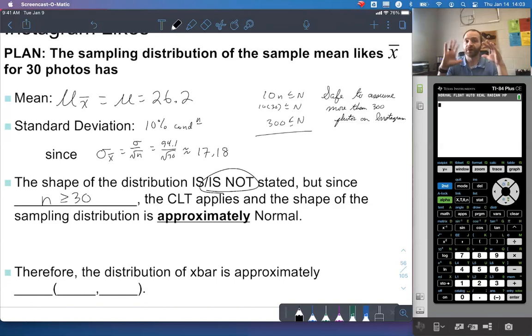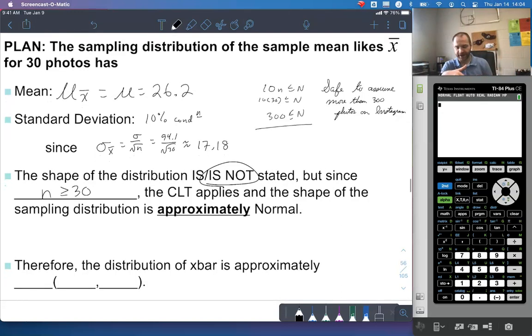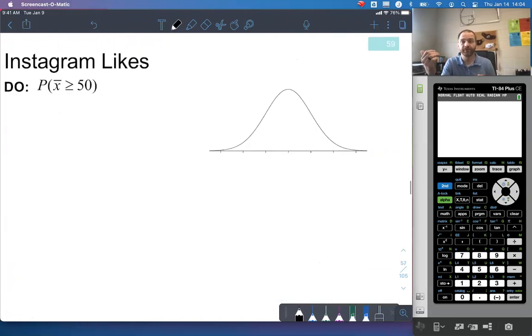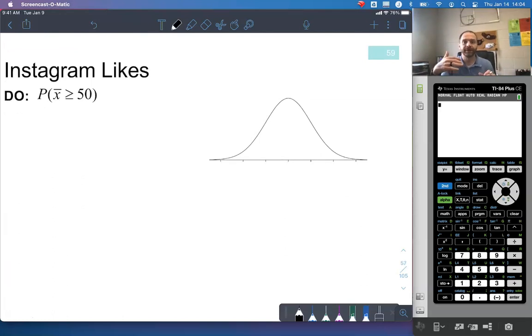Not the shape of the population. We don't know that, but we can say the shape of the sampling distribution is approximately normal. So therefore, I know the shape is approximately normal. I have center, and I have spread, which means I can do the problem. So let's do the do step. I want to find the probability of having an average of more than 50 likes. So I have my normal distribution, and I'm going to write it down again. Shape, center, spread.